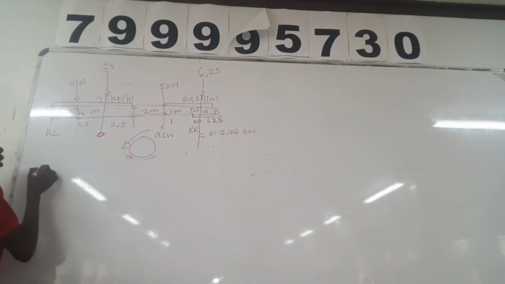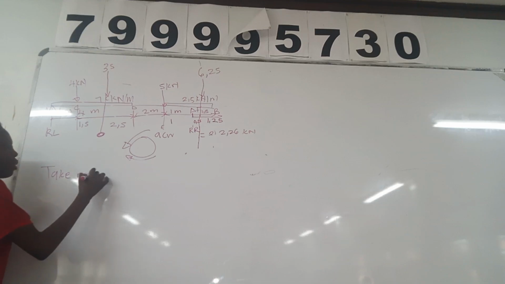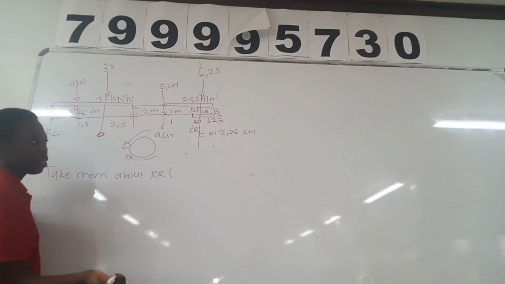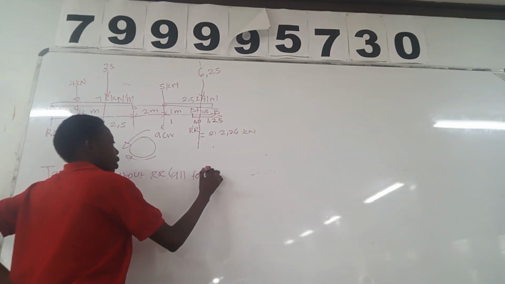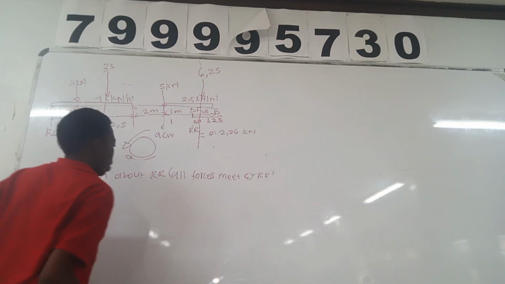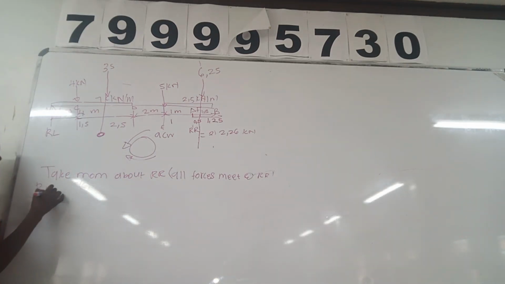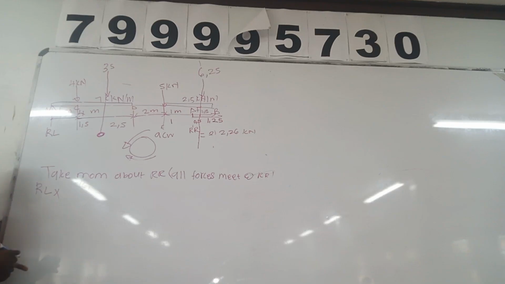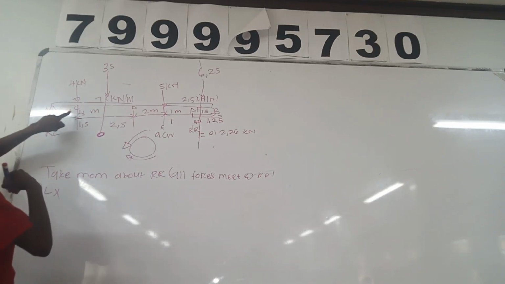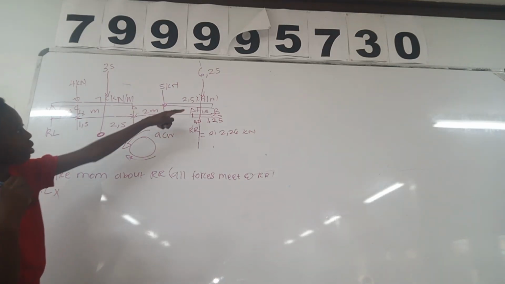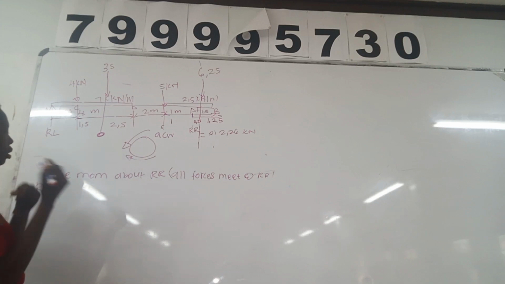When we calculate RL, it means we're going to take moments about RR again. Take moments about RR. What does this statement mean? All forces meet at RR. It means we're calculating RL again. So RL multiplied by the distance from RL until RR: 1 plus 4 plus 2 plus 1 again, which gives 8.